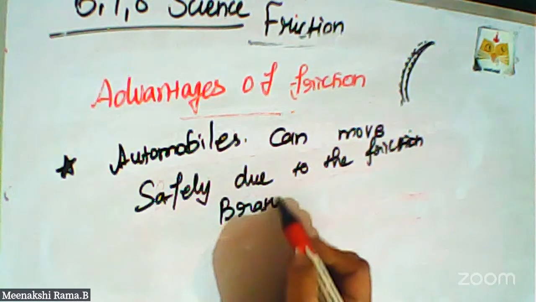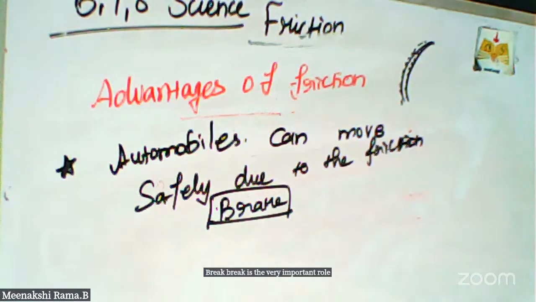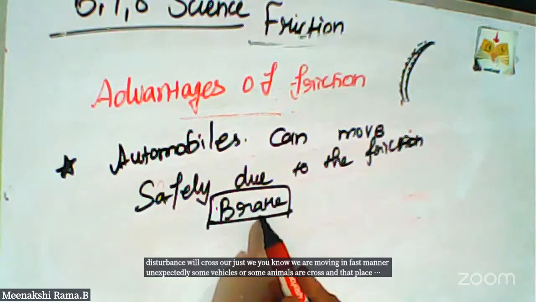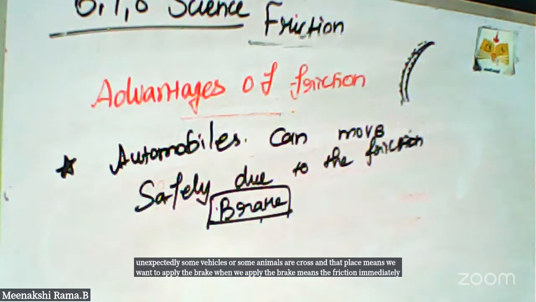Brake is a very important part of the vehicle. Yes, brakes apply due to the friction resistance on the brake shoes. If any disturbance crosses, or we are moving fast and unexpectedly some vehicles or animals cross that place, we want to apply the brake. When we apply the brake, friction immediately acts on that area.